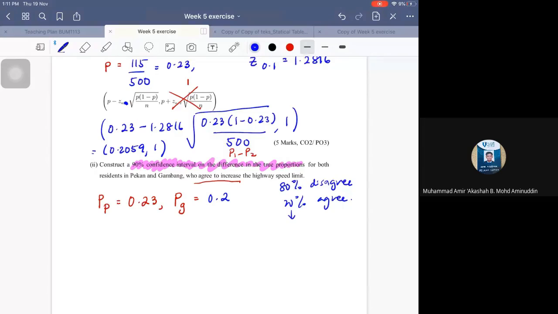Then only you can proceed with your calculation. Do not use 20% and put 20 there. No, it should be in terms of 0.2 because 20 over 100 is 0.2.